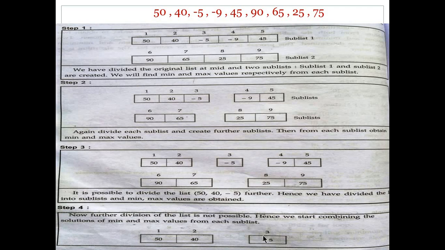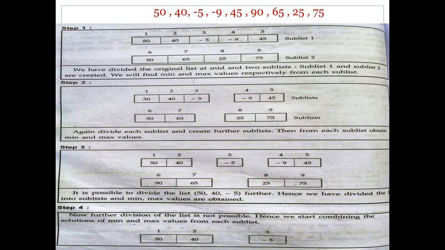And for this sublist, we can find our minimum and maximum number. So here 50 and 40: our minimum number is 40, maximum number is 50. And here minus 5 is the only entry, so minimum is minus 5 and also maximum is minus 5.